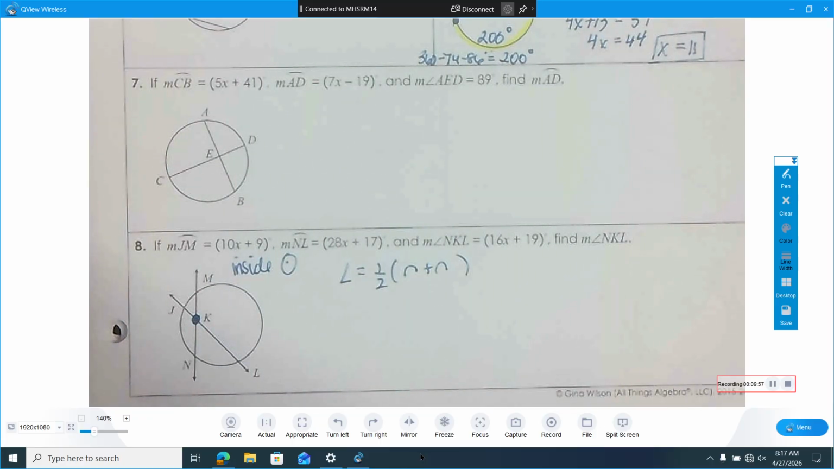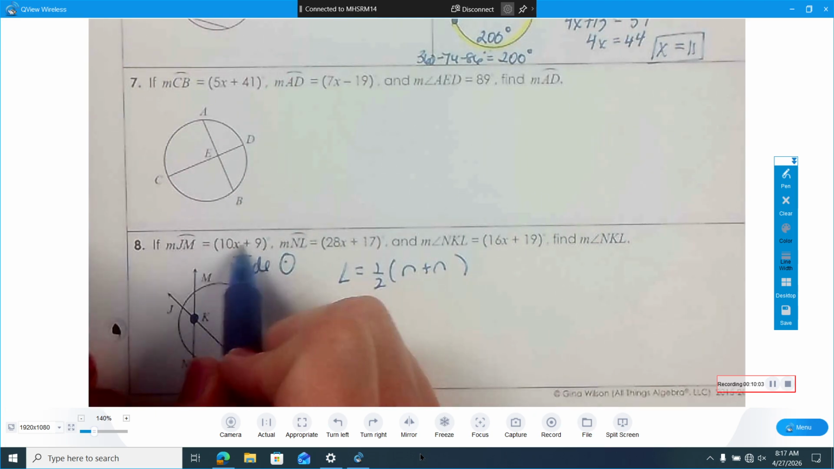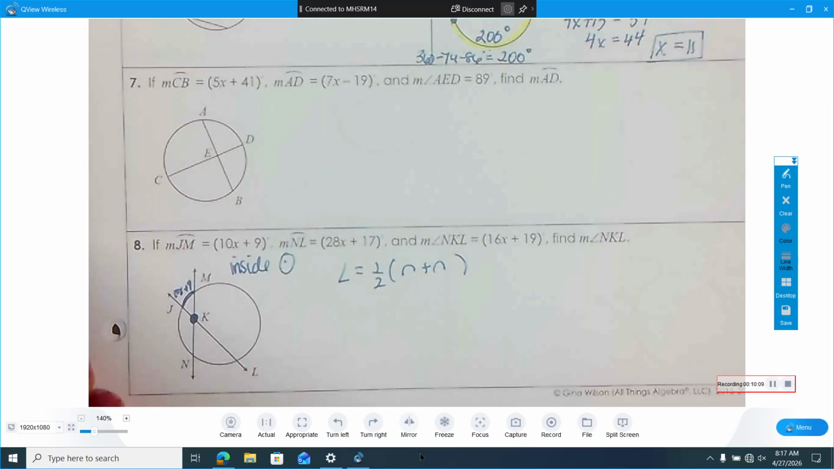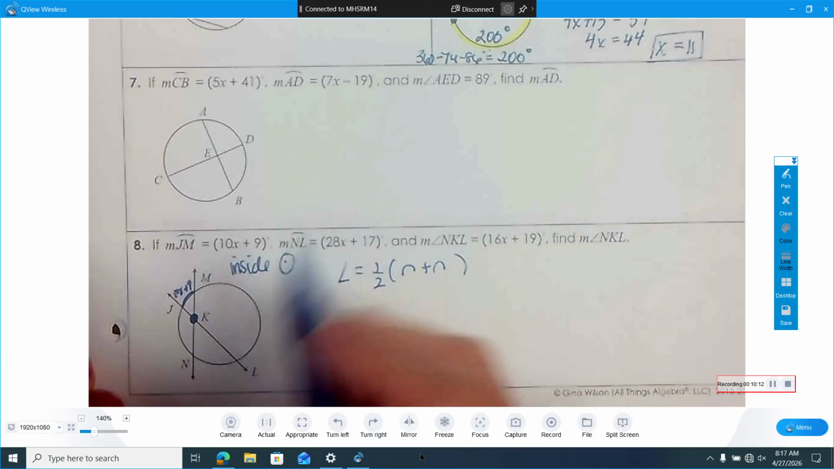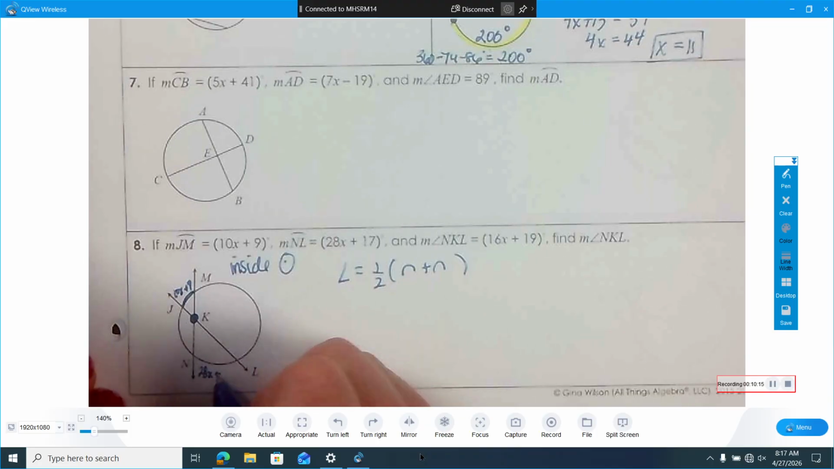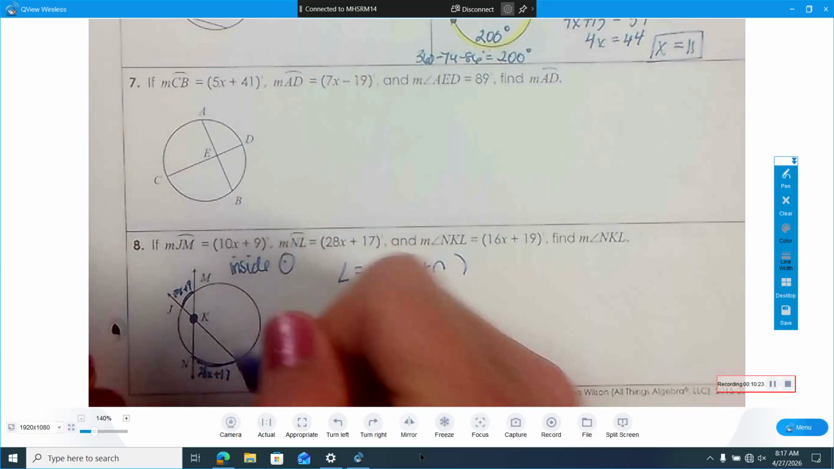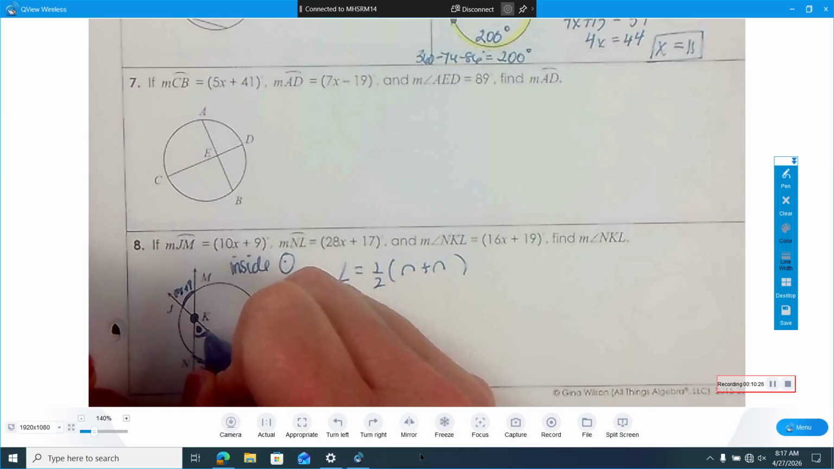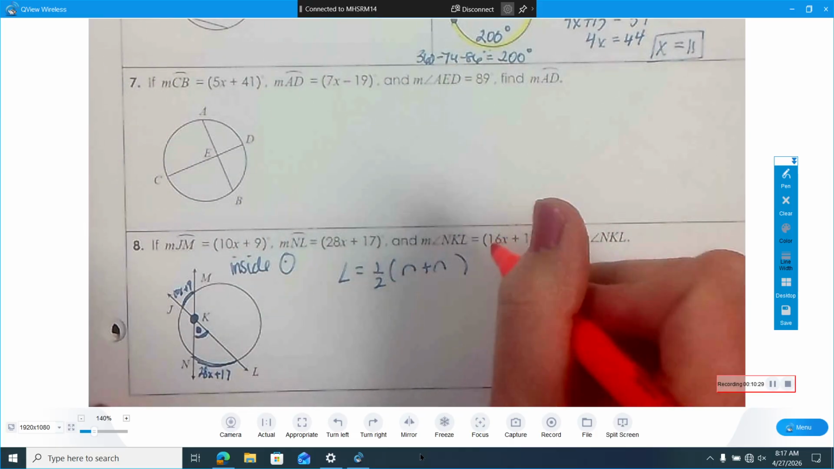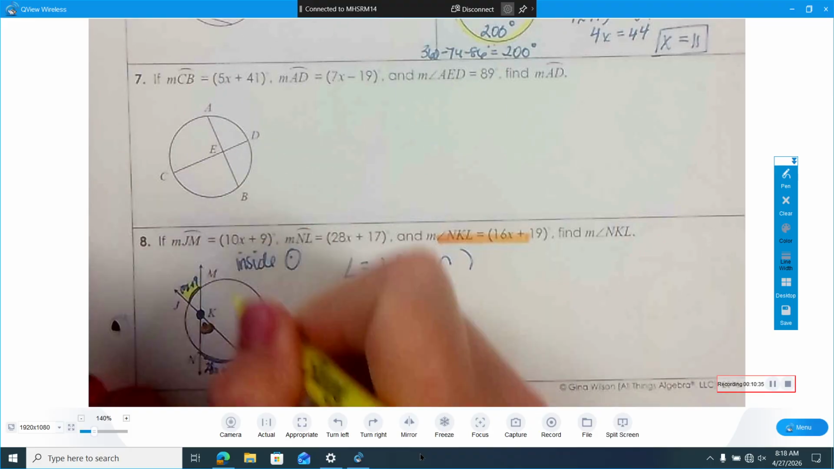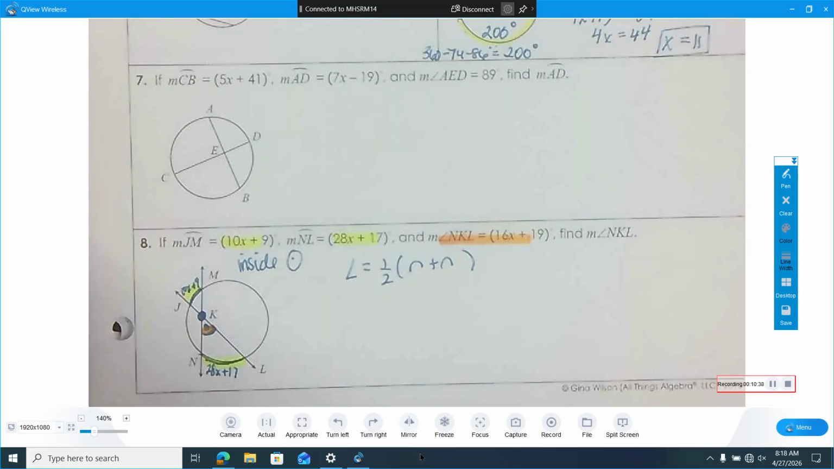So let's figure some stuff out here. It says arc JM is 10x plus 9, so that's this arc right here. Arc NL is 28x plus 17, that's this arc on this end over here. And the measure of angle NKL, so this is my arc that they're giving me right here. So there's my angle and my two arcs that it's eating were given to me as well.